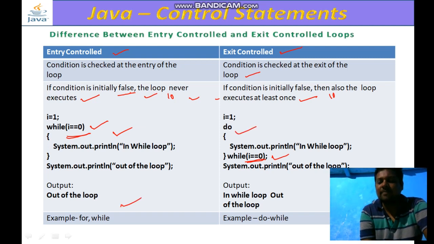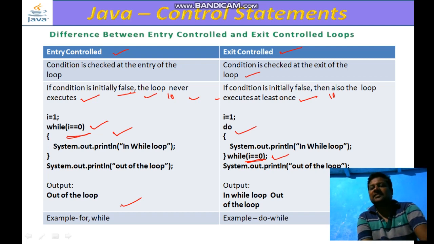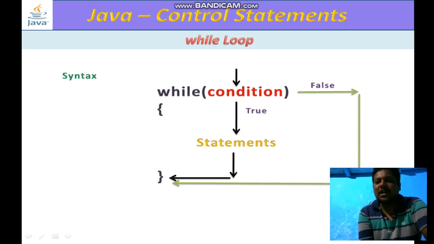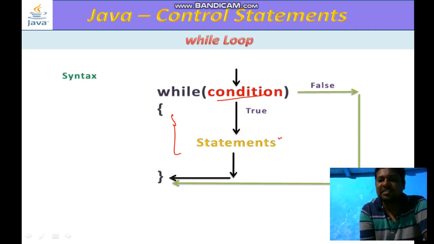Now we'll discuss the while loop. This is the while loop syntax. Here we have a condition. If the condition is true, the body of the while loop will be executed, meaning these statements will be executed. Then it will again go to the condition and repeat until the condition becomes false. When the condition becomes false, it will come outside of the loop. Just keep this syntax of the while loop in mind.